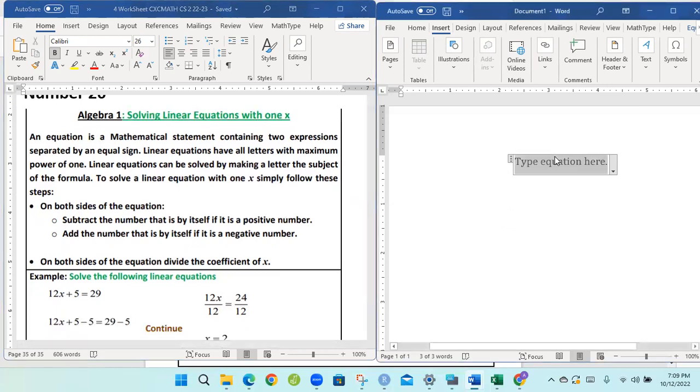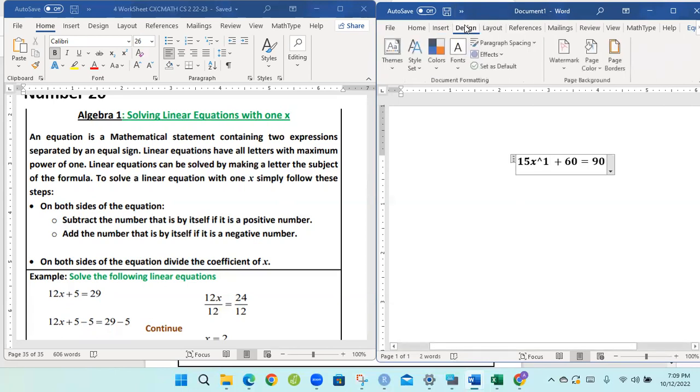So let's say you have 15x plus 60 equal to 90. A very simple one like this. So here you have a simple linear equation because the maximum power of x here is 1. If you don't see a power, then the power is actually 1.